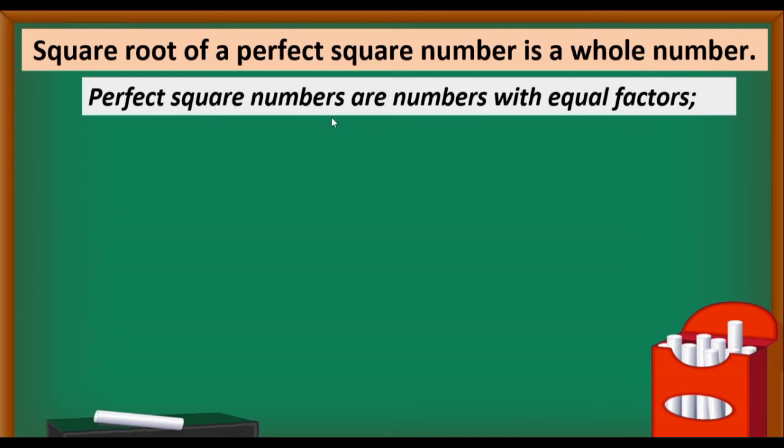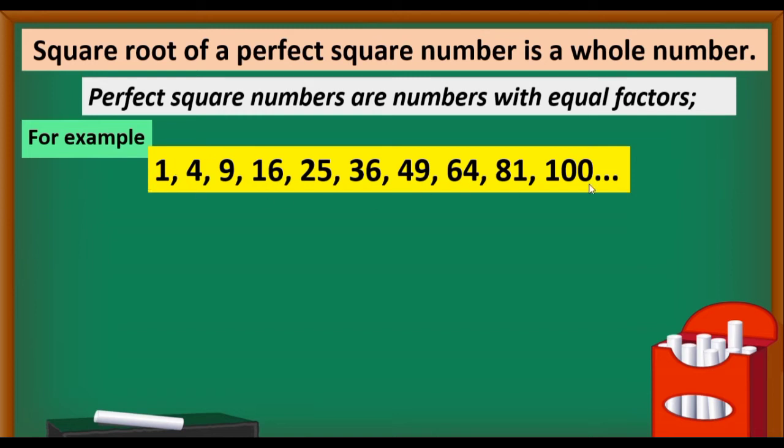So, perfect square numbers are numbers with equal factor. Equal, parehas yung factor niya. Kung 1 squared, that is 1 times 1. Kung 2 squared, hindi pwedeng 2 times 1. It should be 2 times 2. For example, so ito po yung tinatawag nating perfect square.